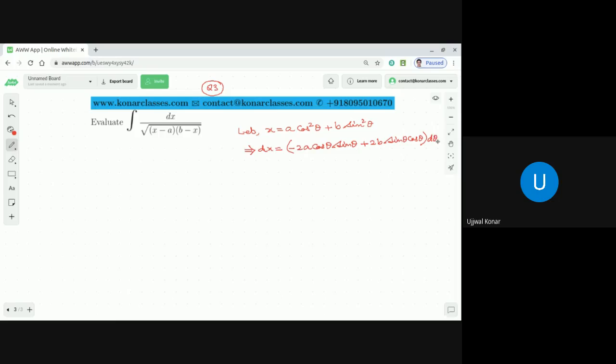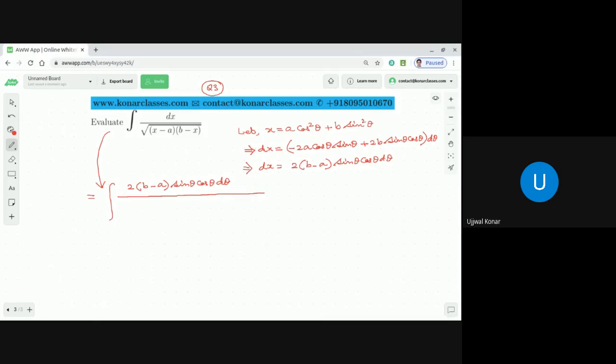Whole d theta. So from here what we can get is that dx equals 2(b minus a) sine theta cos theta d theta. Yes. So let's apply here. If we apply this, then instead of dx we write 2(b minus a) sine theta cos theta d theta divided by square root of x minus a.